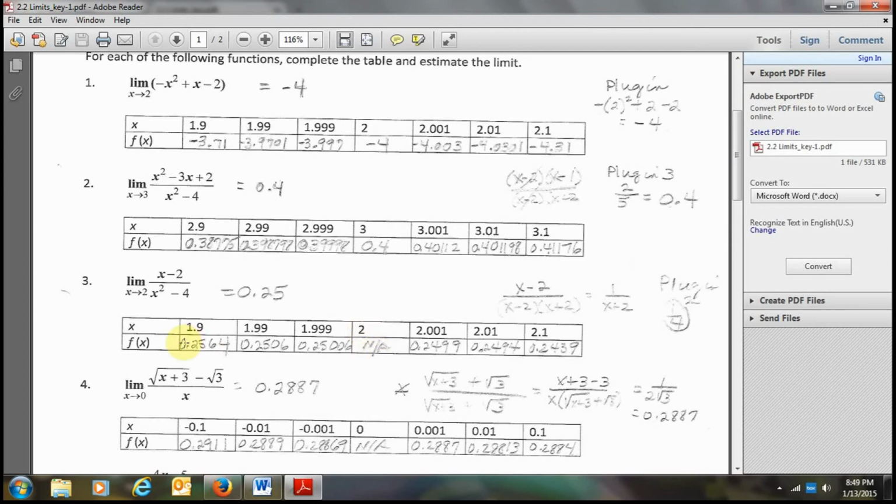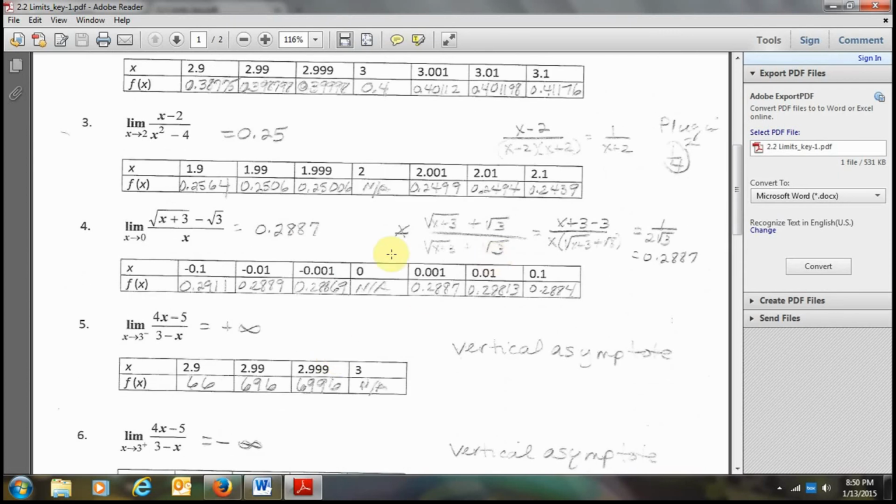But as I approach 2 from the left, notice those values are getting closer and closer to 0.25. On this side, approaching 2 from the right, because these numbers are all bigger, I get 0.2439, 0.2494, 0.2499, which is really close to 0.25. So the limit on each side is approaching 0.25, but the value is not defined at 2, but the limit is.